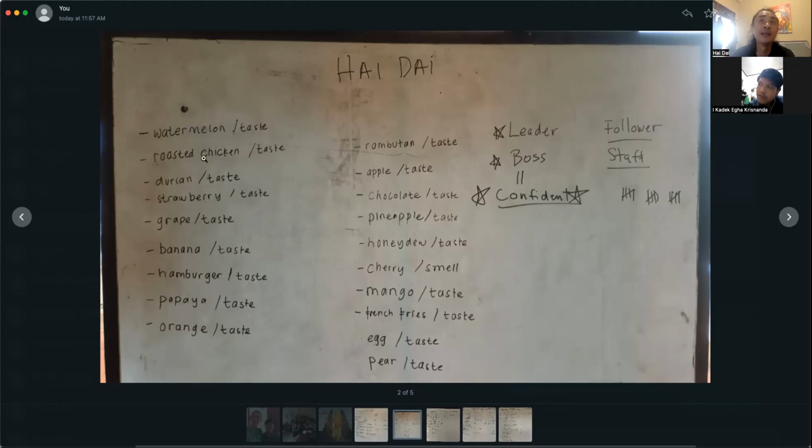So here, watermelon, taste, roasted chicken, taste. All of these are taste, right? But if we go to all the sensory, what do they like to look at? What sound do they want to listen to? They're all vocabularies, but they connect you to your senses. So it's easy to talk about it, because talking about my senses is like describing my favorite food, man. It's easy peasy. You follow me? Yeah, I follow you.